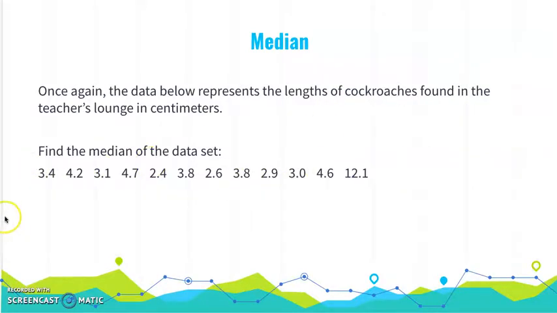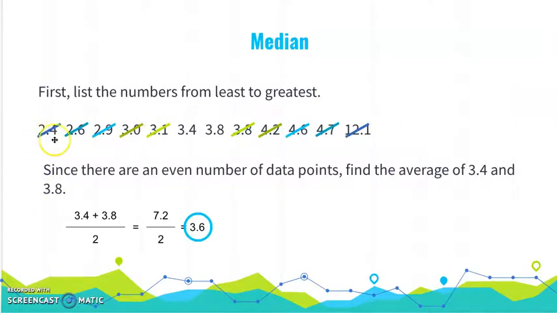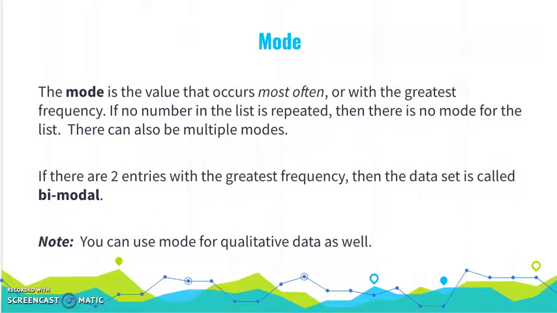Same example with the cockroaches, you'll see there's 12 numbers, and when we put them in order and start crossing the numbers out to find the 2 middle numbers, we are left with 3.4 and 3.8. To find the median, we have to find the average of the 2 middle numbers, which gives us 3.6. Now the reason we only have 1 decimal place here, even though our original data had 1 decimal place, is because 7.2 divided by 2 divides exactly into 3.6. So we do not need to add decimals if there's not any more afterwards. We just need to be careful with rounding.